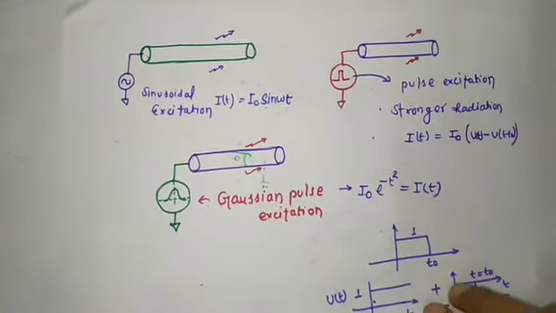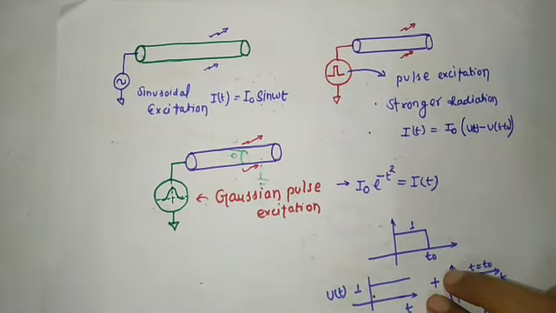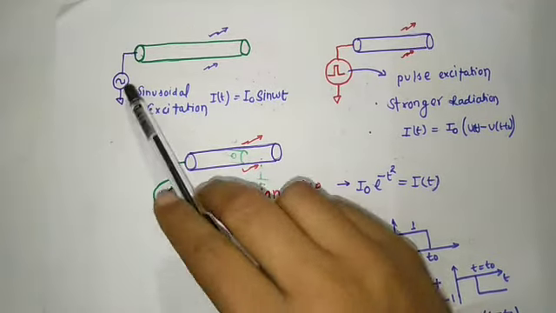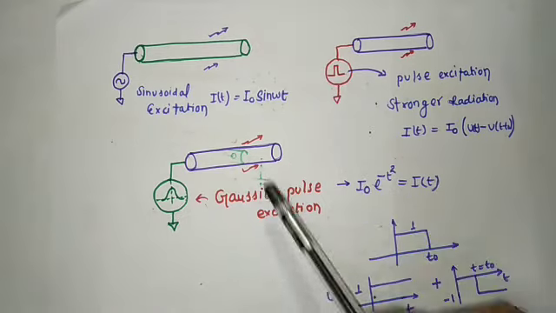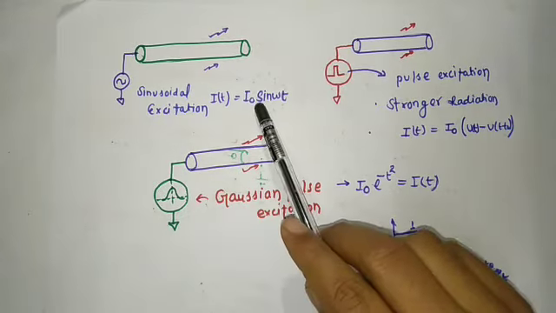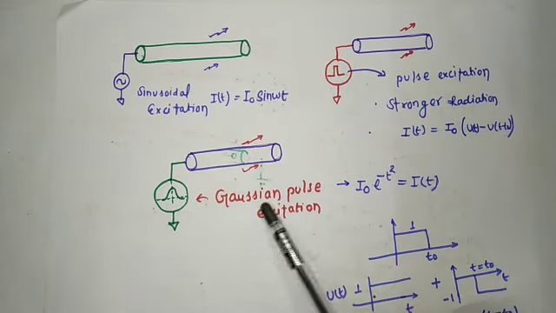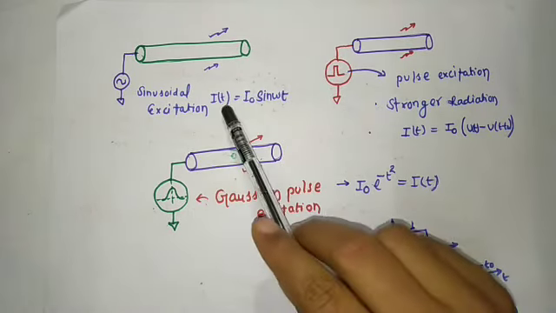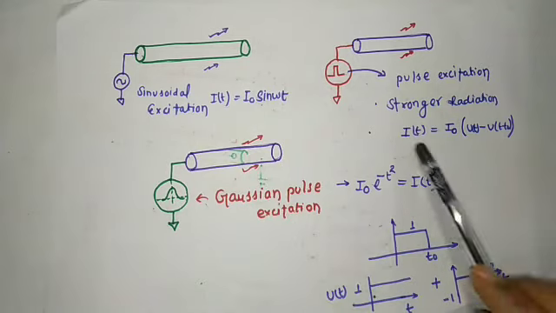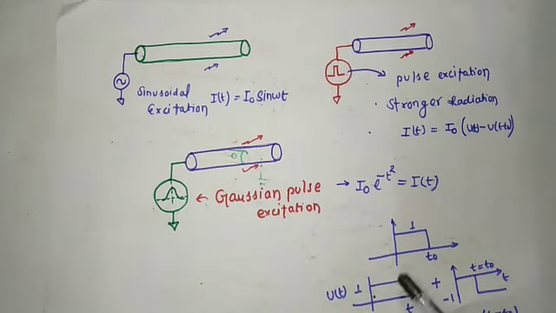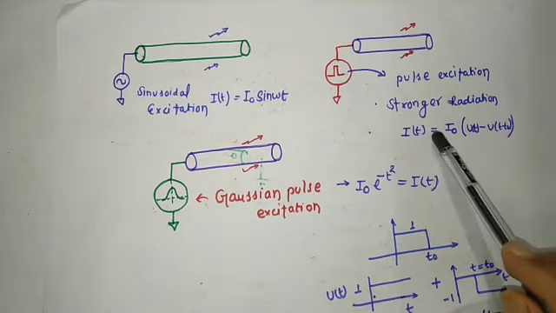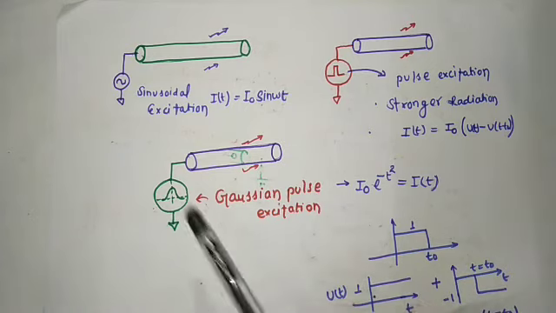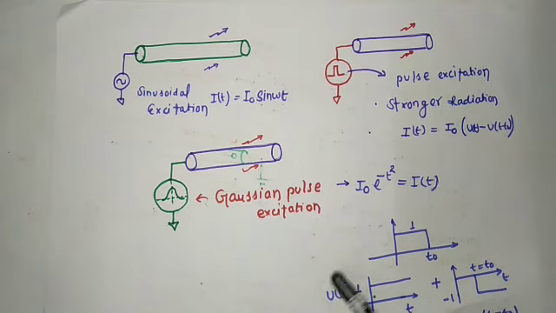Let's see some examples. There are three conductors, and these conductors are subjected to time varying sources. This one is a sinusoidal excitation, this one is a Gaussian excitation, and this is a pulse excitation. You can see these currents are time varying currents. If you apply the time varying current on the left hand side of the equation of radiation, you will get something, you will not get 0. So there will be radiation.